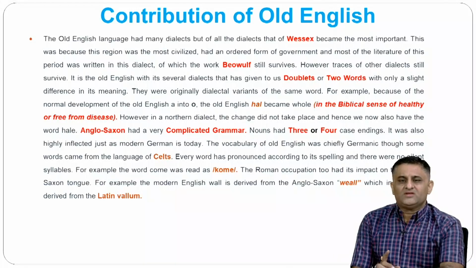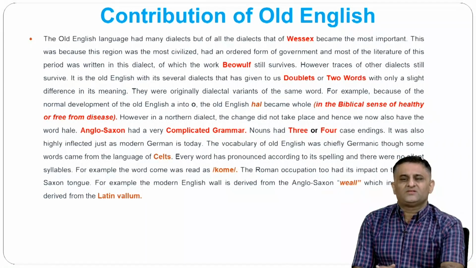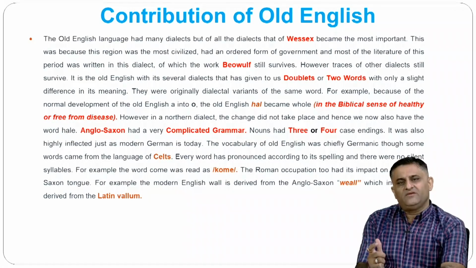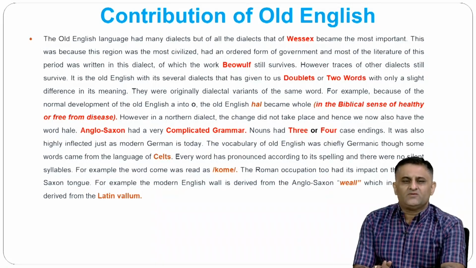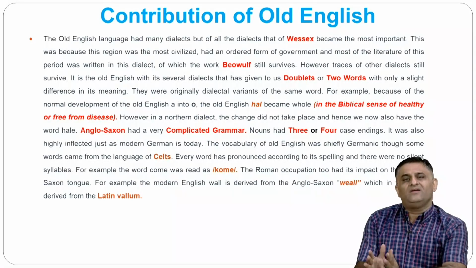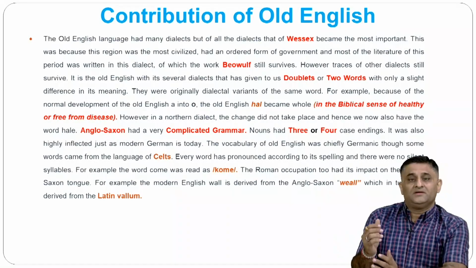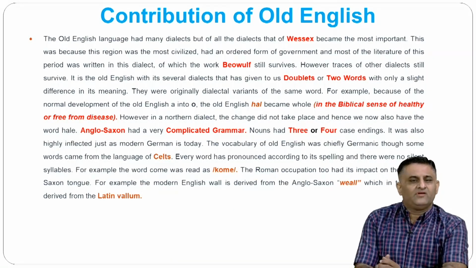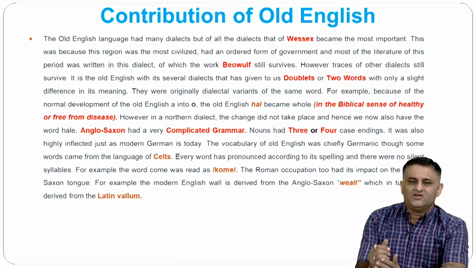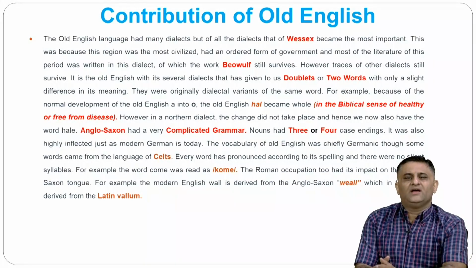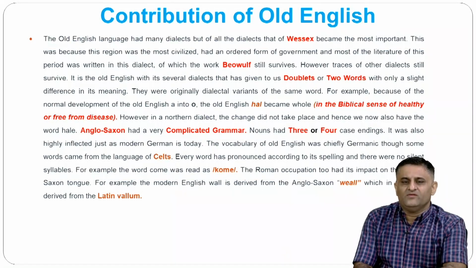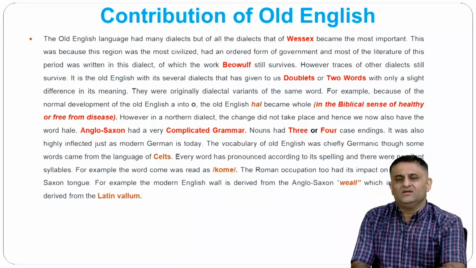But here, as you can see in the very first line, Wessex became the most important. Wessex is one kind of dialect. This was because the region was most civilized. Now, in the second line, we have the reason why Wessex became the most popular dialect: the region was most civilized, had an orderly government, and the literature of this period was written in this dialect, of which the work Beowulf still survives.